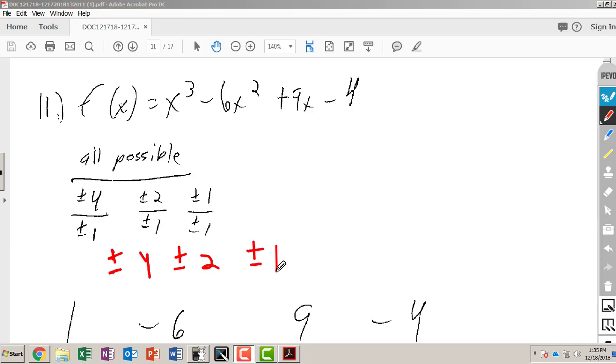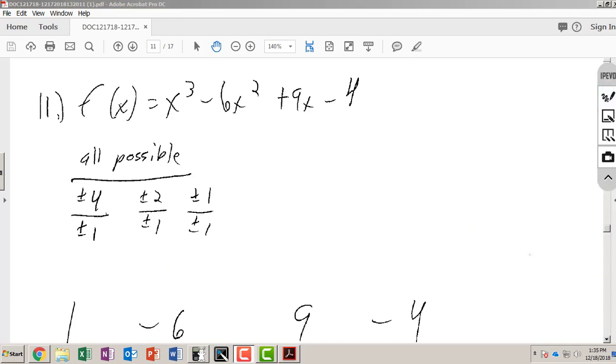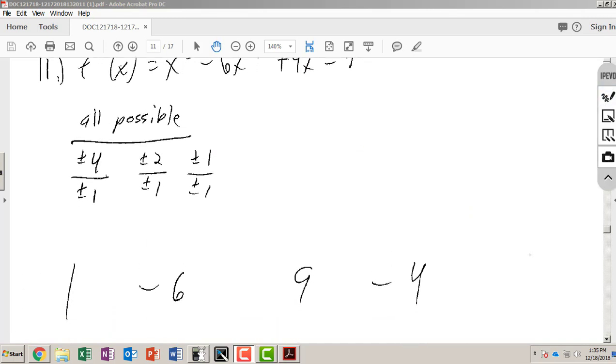Now, to figure out which are the actual factors of that equation, you just have to remember that for factors, the remainder is 0. So to figure this out, I'm going to use synthetic division and find which of these numbers have a remainder of 0. So I substitute in, and I write down all of my coefficients.